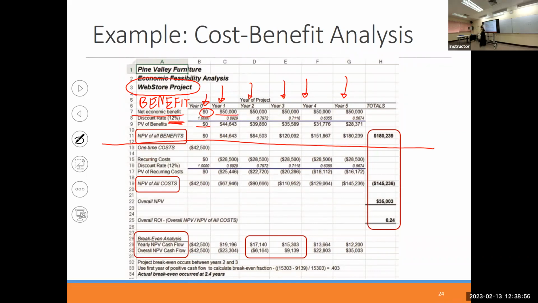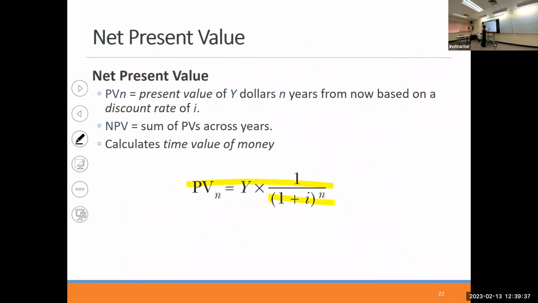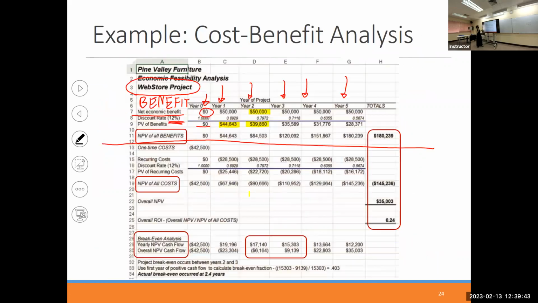But then in year 1, you estimate that we will increase more revenue by 50,000. But with 50,000, you need to calculate with the PV formula, right? And then 50,000 becomes only 44,000 for year 1. If you use year 2, benefit 50,000, but for year 2, it's just 39,000, using this PV calculation. So discount rate, the year and the amount. This is what you need to do, the calculation.